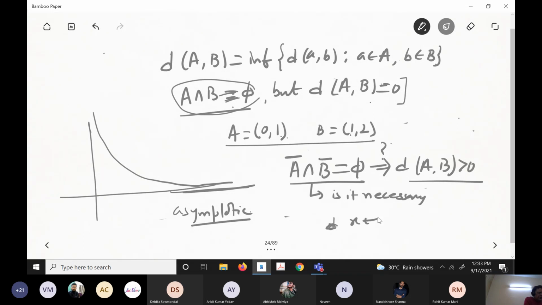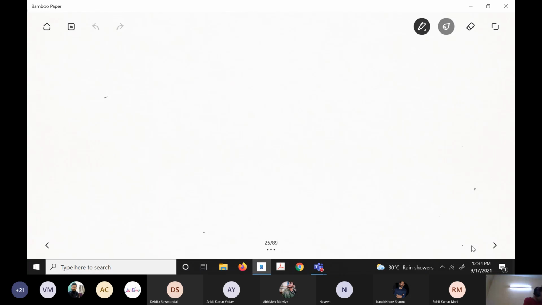X belongs to A bar if and only if d(x,A) is 0. ठीक है ना? By using this, you can prove this. But if you think this is a necessary condition, is it a sufficient condition? You require that. Okay, think about it. In a metric space, distance you need to know. I mean, functionality is very useful.